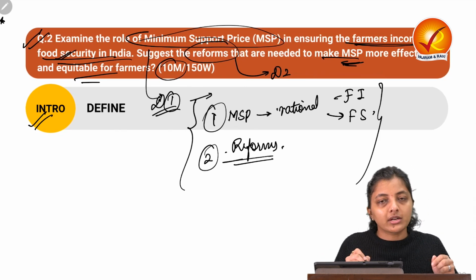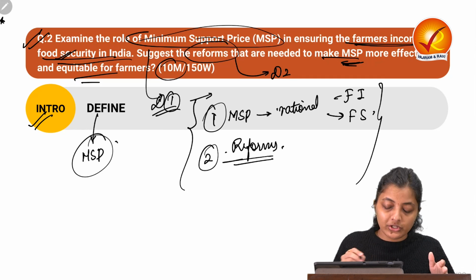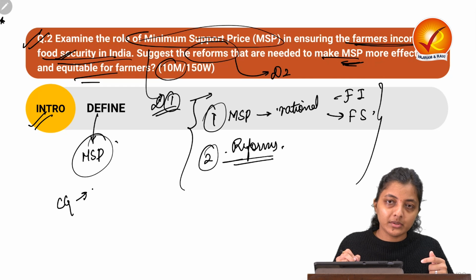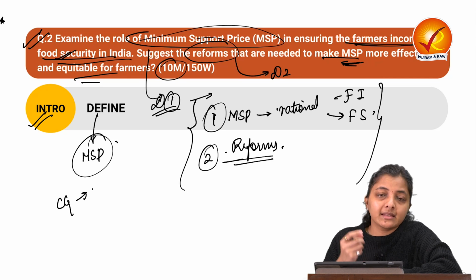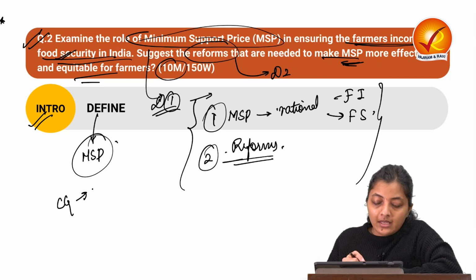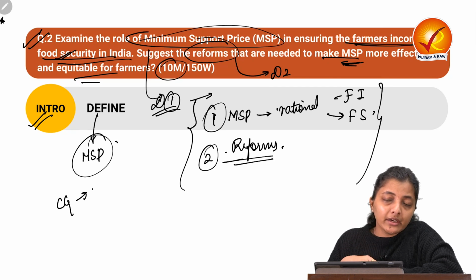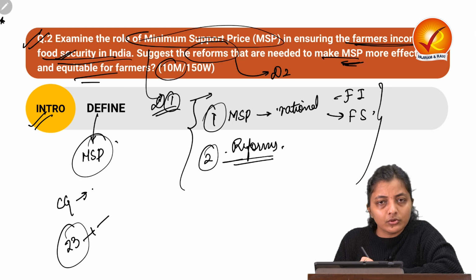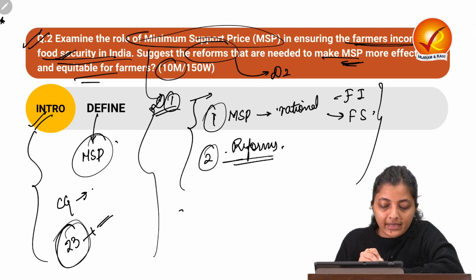You can start your introduction with the definition of MSP: MSP is a market intervention by the central government. It guarantees the minimum price to the farmers for their farm produce, and also protects them against the vagaries of price instability in the market. This MSP is declared at the start of the sowing season for the notified crops. Approximately 23 crops are there for the MSP, and this is what you can write in the introduction.